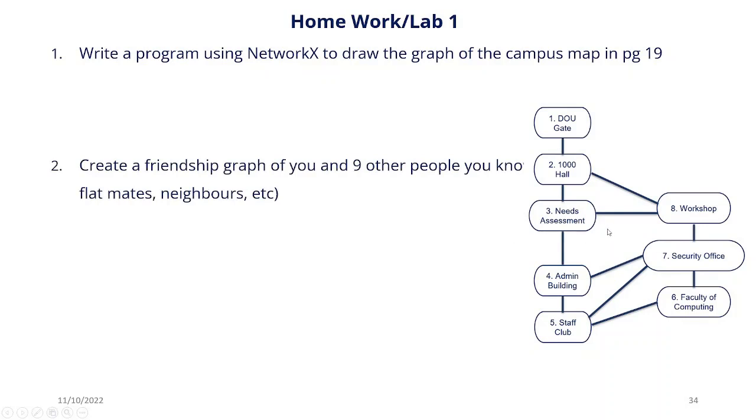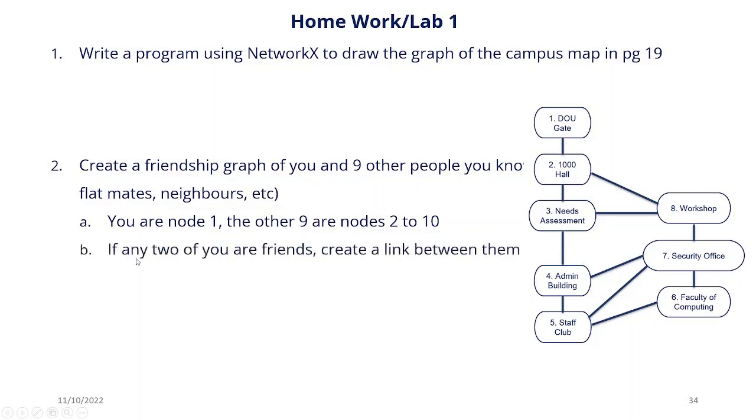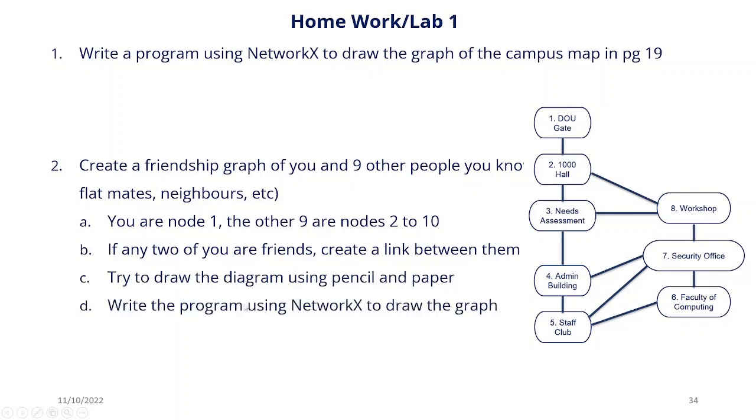The second lab you are going to do is create a friendship graph of you and 9 other people you know. There could be flatmates, there could be neighbors, etc. Just create a friendship. You will be node 1, and the other 9 people will be nodes 2 to 10. Now, if any 2 of you are friends, create a link between both. Try to draw the diagram using pencil and paper to begin with, and then write the program using NetworkX to draw the diagram and show the plot.